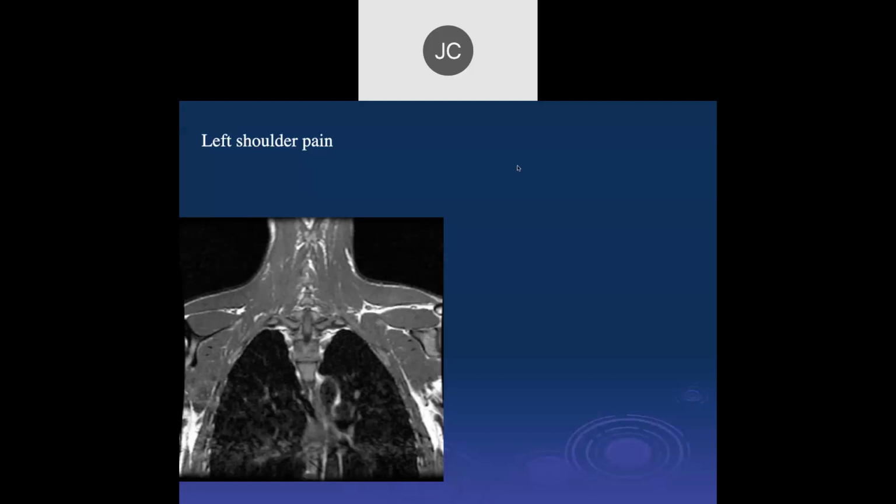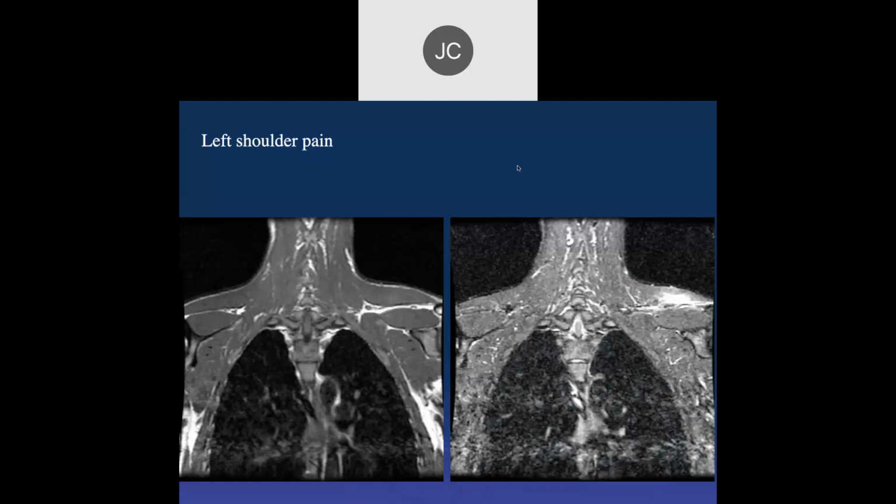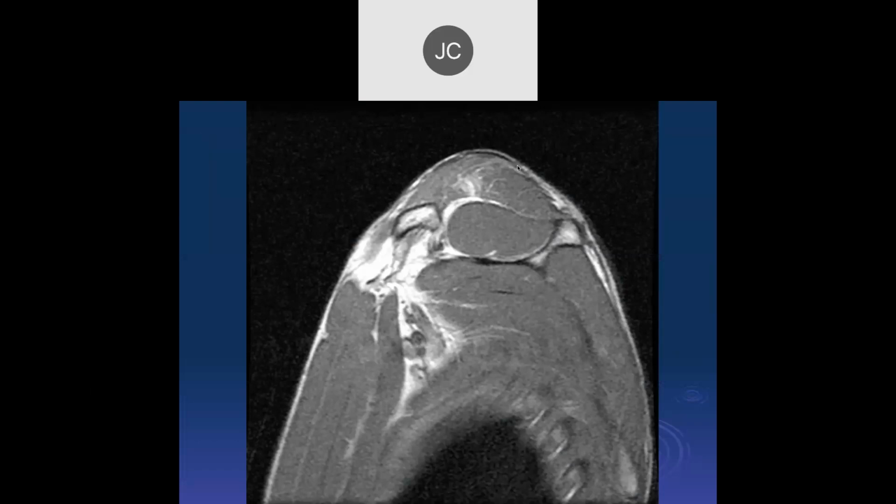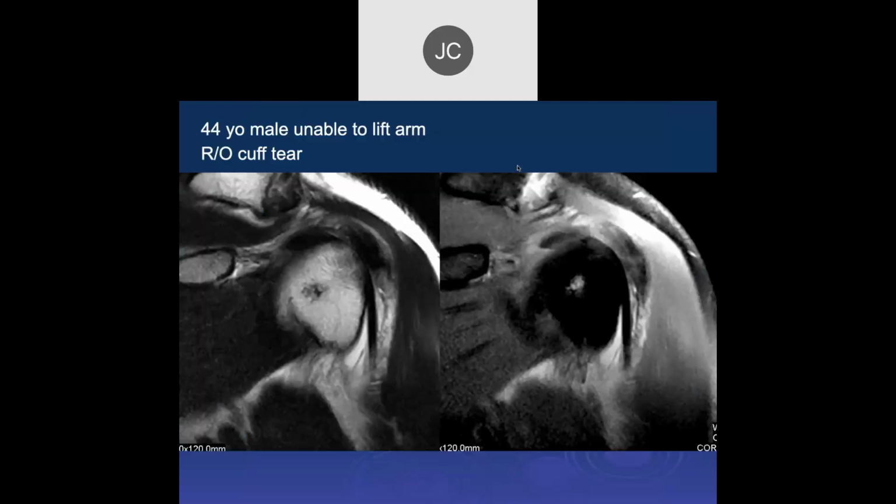All right. Left shoulder pain. Okay, so do we have a tear of the trapezius? Yeah, great one. Straight into the trapezius muscle tear. Okay. Unable to lift arm.